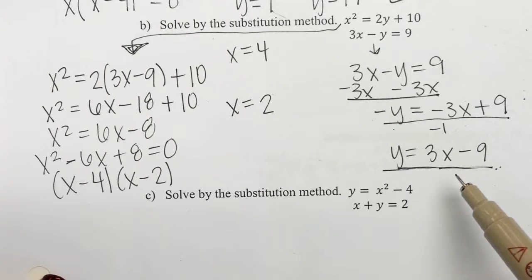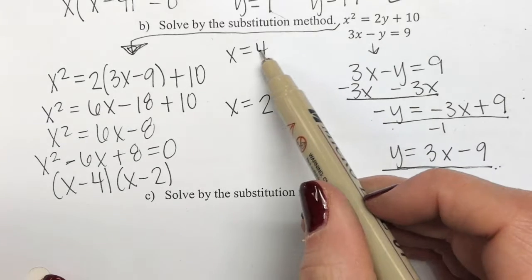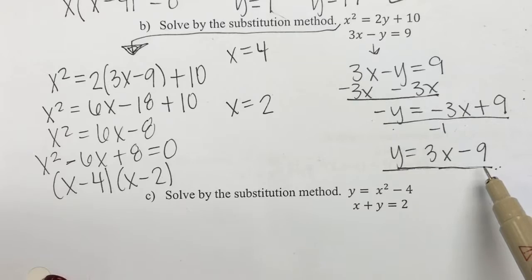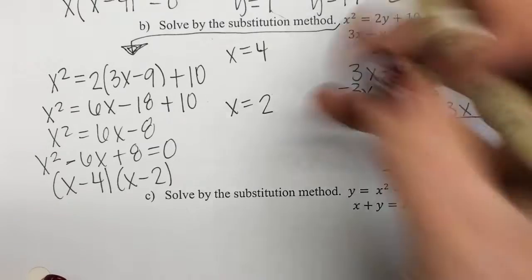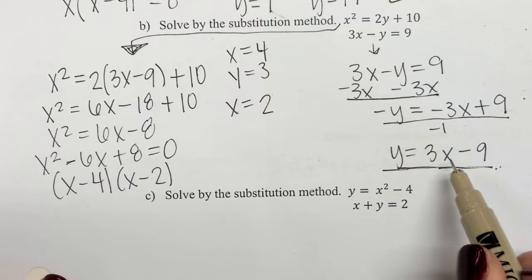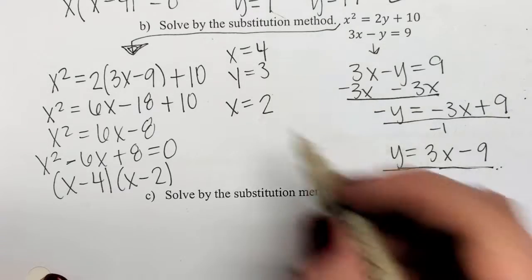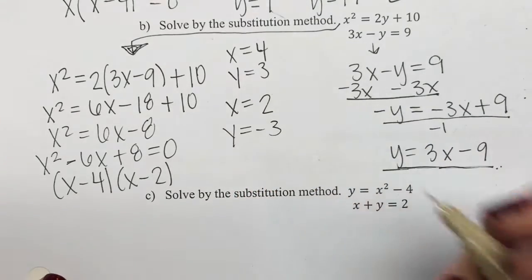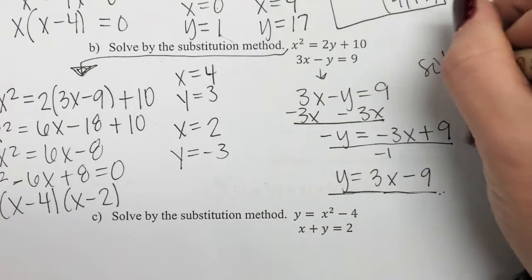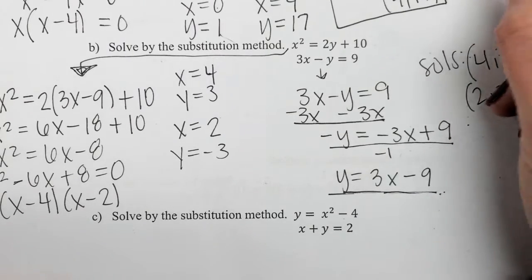I suggest this one because y is already solved for. And we could just do this in our head, I think. So 4 times 3, 12 minus 9. Good. So y equals 3 right here. When we plug in 2 right here, 3 times 2, minus 9. Perfect. So my two answers, again, practice writing these in coordinate points because that's how I want it on the test: (4, 3) and (2, negative 3).